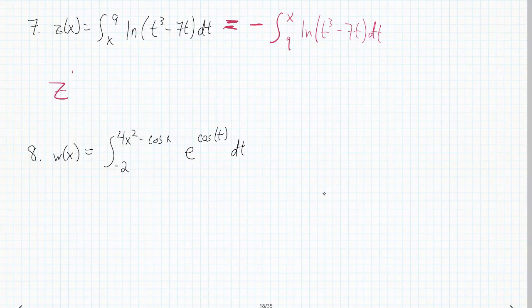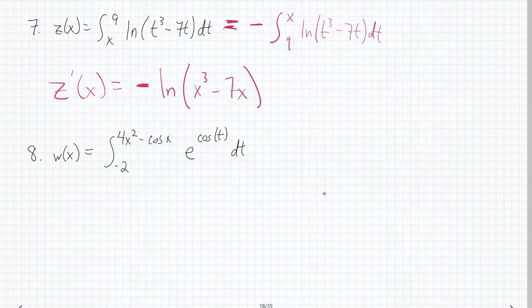So this is z prime of x. But now where's the big difference? It's that negative symbol out in front. So we got to go negative because now x is up there. And now just plug in x for those bounds: negative natural log of x cubed minus 7x. And you're done. That's all there is to it.